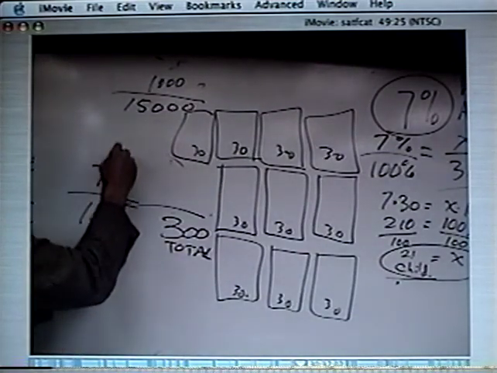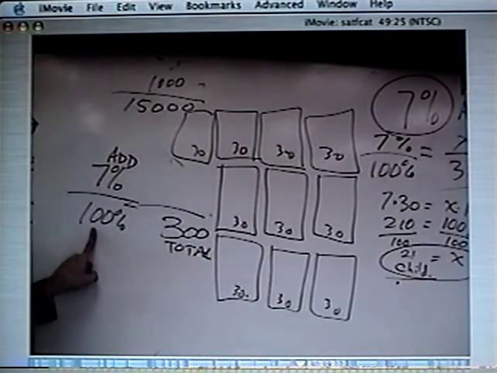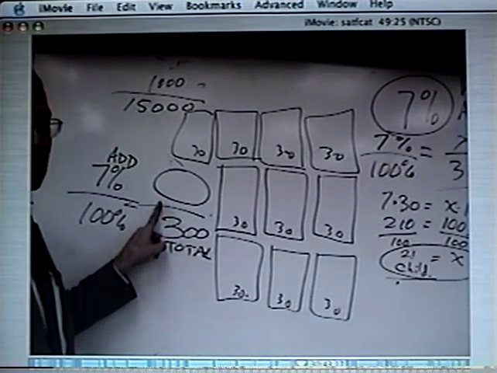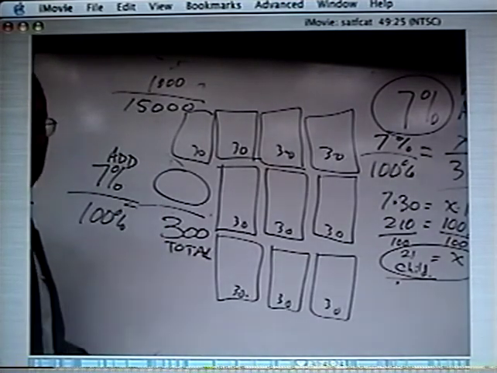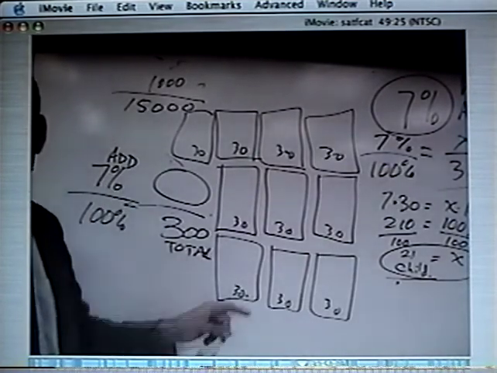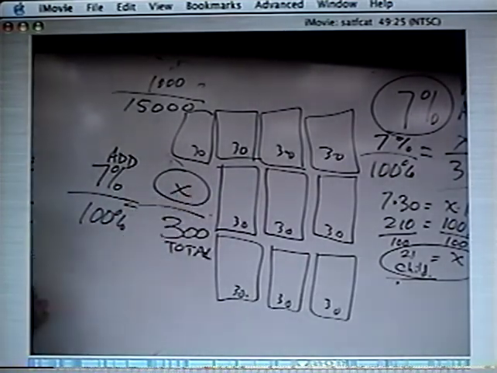7% of them will have ADD. So out of 300 students, how many will have ADD? Well, we better do that cross-multiplying thing again, huh? Okay. So we'll call this X.